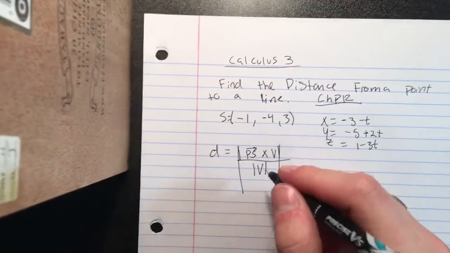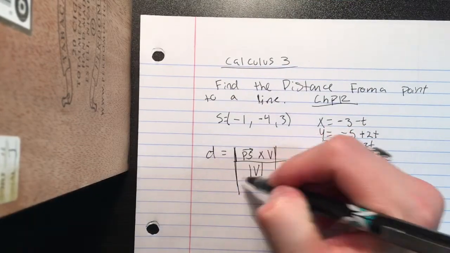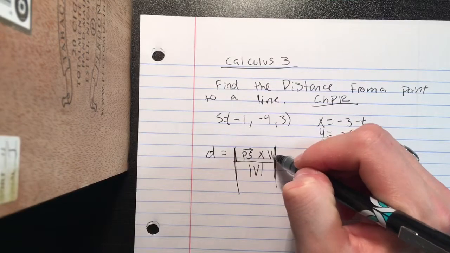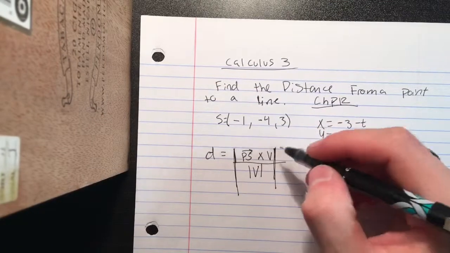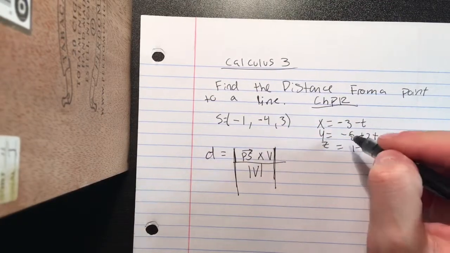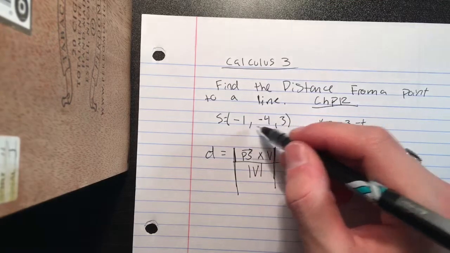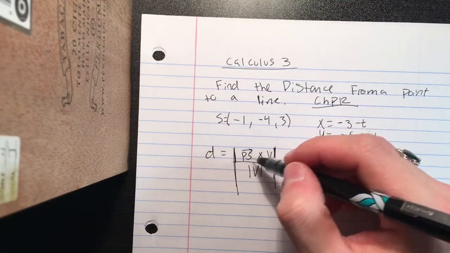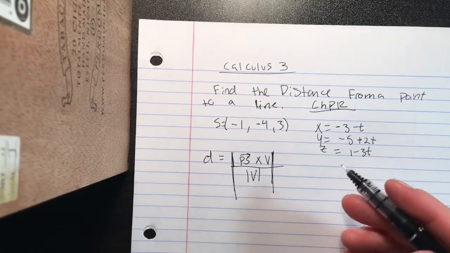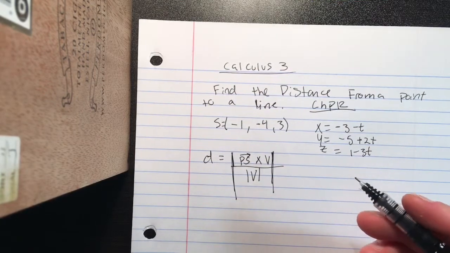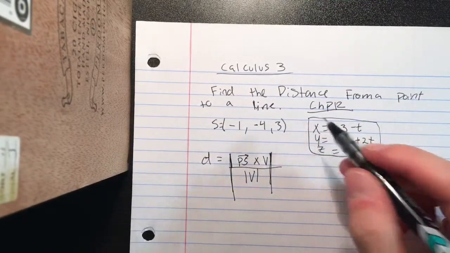Coming back now. Okay, so it is this. I had originally written it wrong, but this is it. It's the magnitude of the cross product of PS and V over the magnitude of V. We need everything here. We have S for sure, we need P and V, and then we can calculate everything else. It doesn't seem to give you P or V, but you can find them because they're actually in this equation.